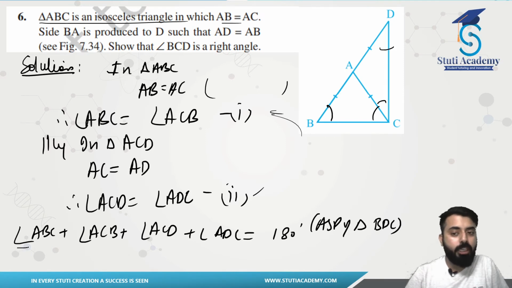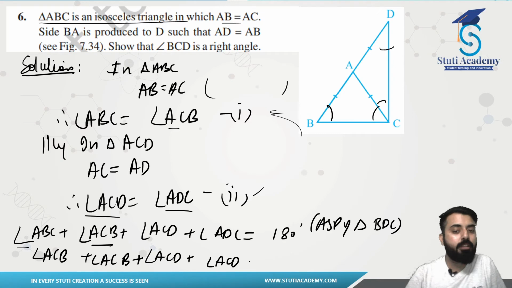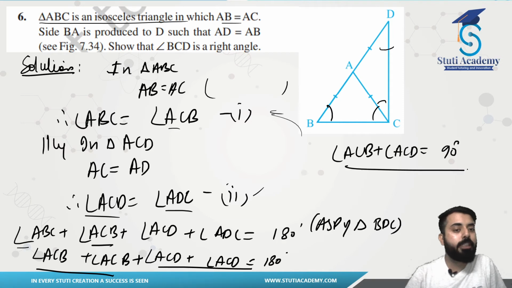So I know ABC is same as ACB. So can I write it like this? Angle ACB plus angle ACB. And I know ACD is same as ADC. So can I write it like this? Angle ACD plus angle ACD. That should be 180. Now you guys see, twice of ACB plus twice of ACD equals 180. So angle ACB plus angle ACD will be 90. Now ACB and ACD, that is actually BCD, which should be 90.